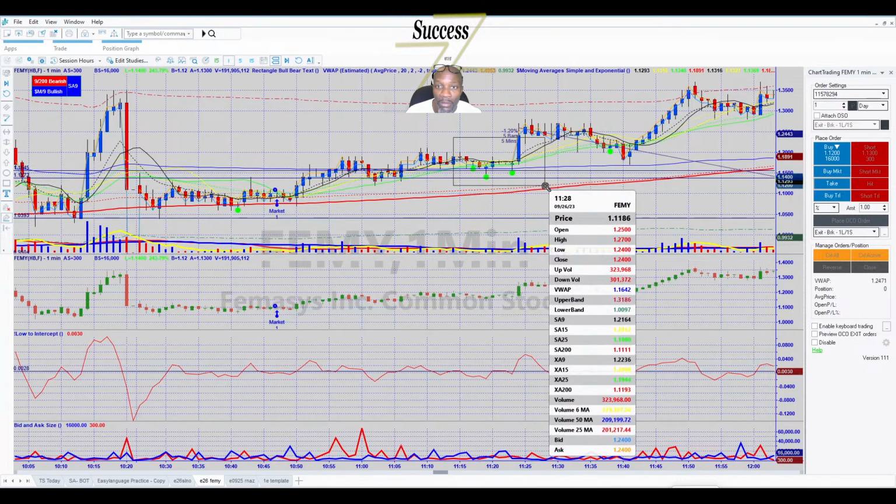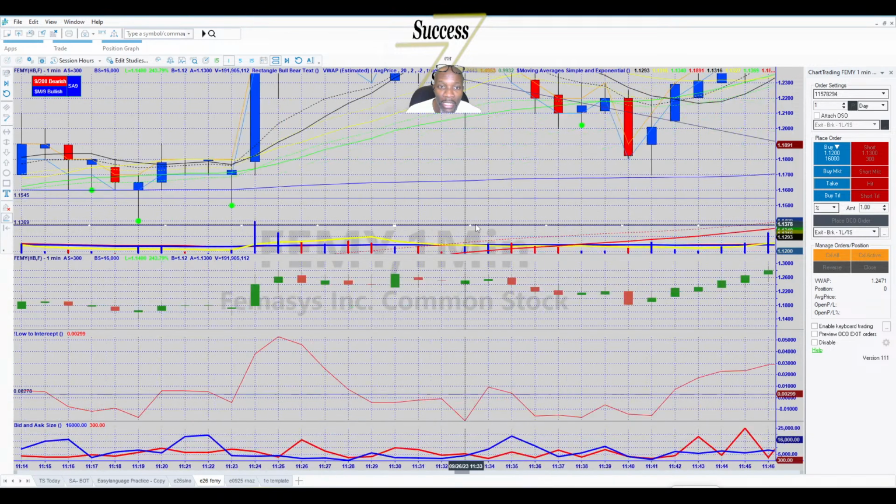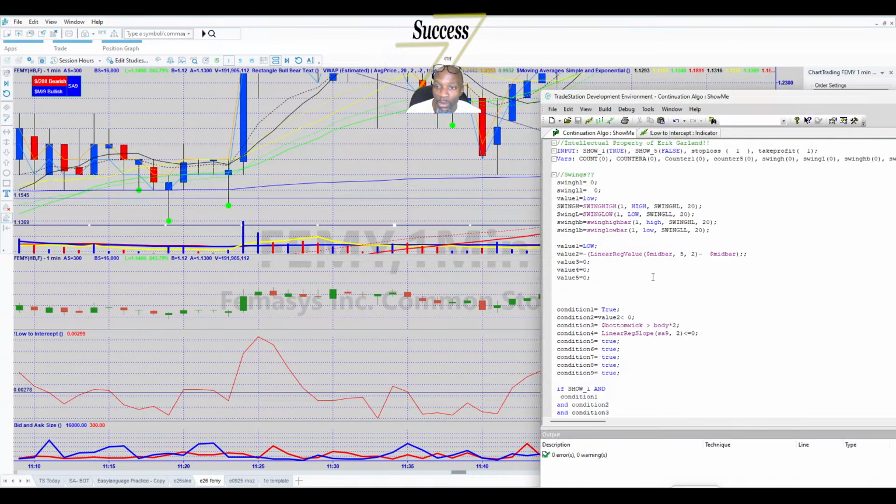All right, so we want to say that the bottom wick, if we can zoom in here without messing everything up, we're saying that this bottom wick here is at least twice as big as the body. And so here it's true, here it's true. But not only is that one criteria true, right?